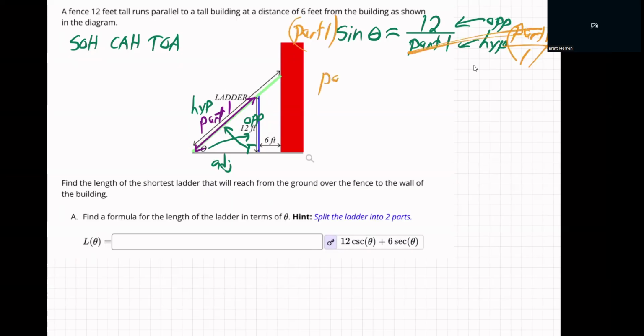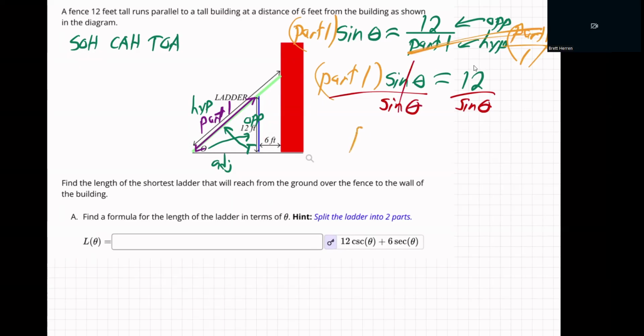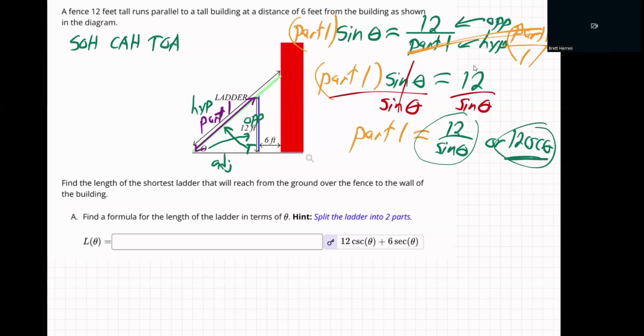Cancels out here. And I get part one times the sine of theta equals 12, right? Because these guys canceled out. And so now to finish getting part one alone, divide by sine of theta. Sine of theta, boom. Part one is 12 over sine theta, or you could say 12 cosecant. Either one's good. Let's say 1 over the sine is the cosecant. Do you remember that from your trig days?